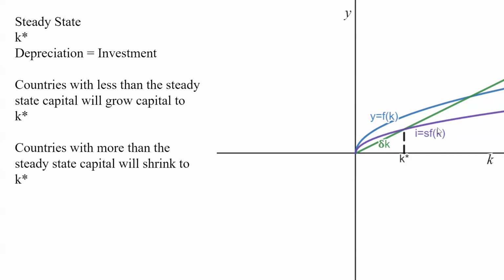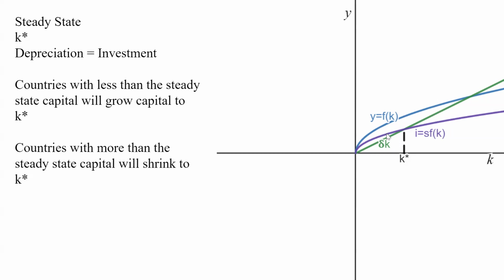After K star, we find that investment is less than depreciation. So we've got so much depreciation that we have more capital depreciating than we are replenishing with new investment. So here we've actually got negative growth in capital per worker.